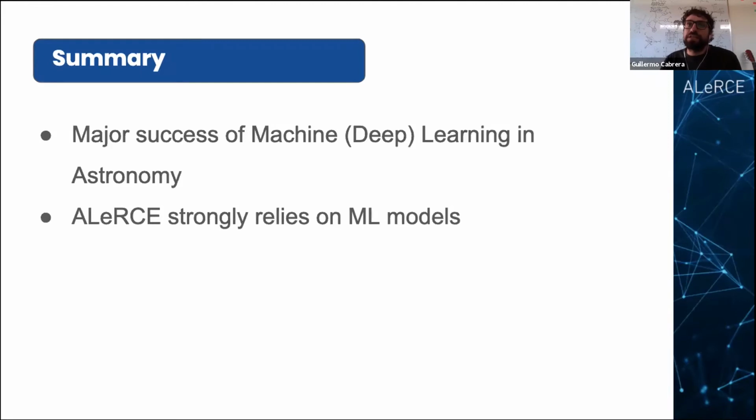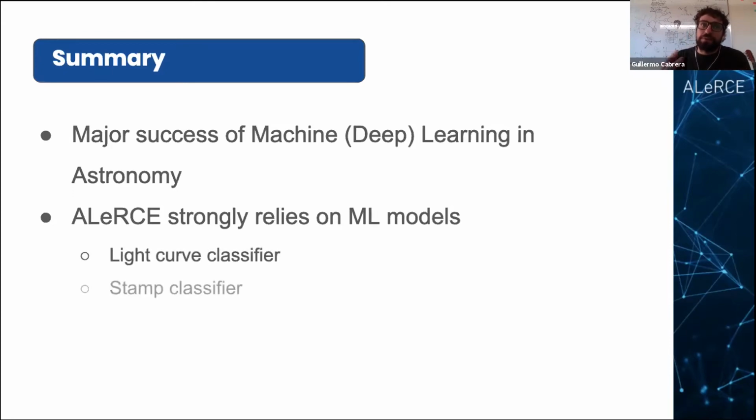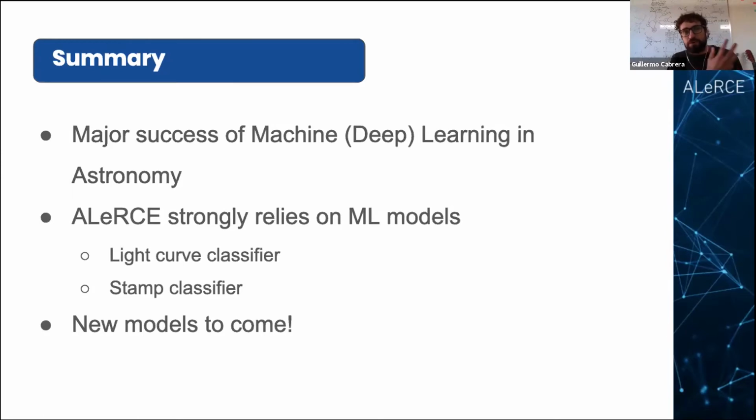ALeRCE strongly relies on machine learning models. So we have these 2 models in production, but we also have a lot of other models. We have the light curve classifier and we have the stamp classifier, and you can access the predictions of those classifiers directly from our database. And the thing is that as I told you, we're developing a whole bunch of models. Some of them we have more developed than others, but putting them into production takes some time, but more models are coming. Thank you.